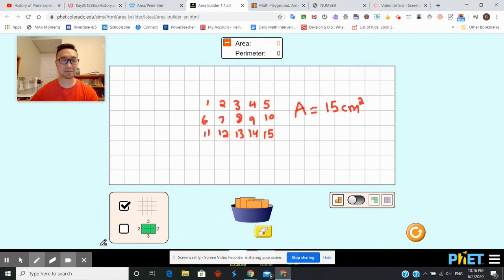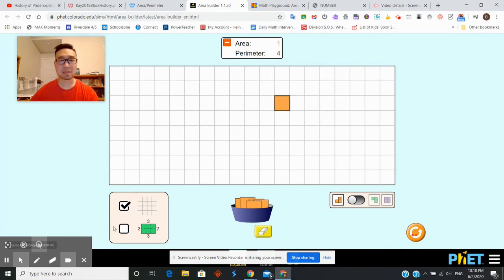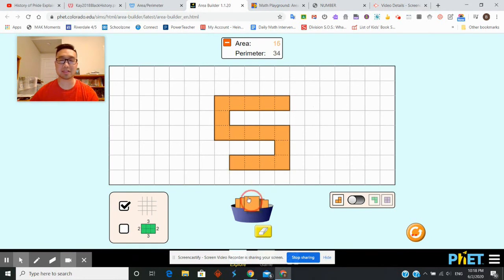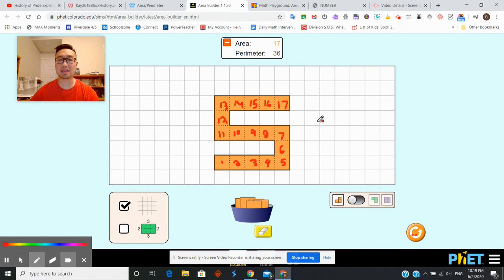Let's try another one. Let's try a different shape. Let's do one that's not a rectangle. Let's do an irregular shape. The way I find the area is still the same. I'm going to count all of the squares inside of my polygon. Let's do that now. 1, 2, 3, 4. So the area is 17 centimeters squared.